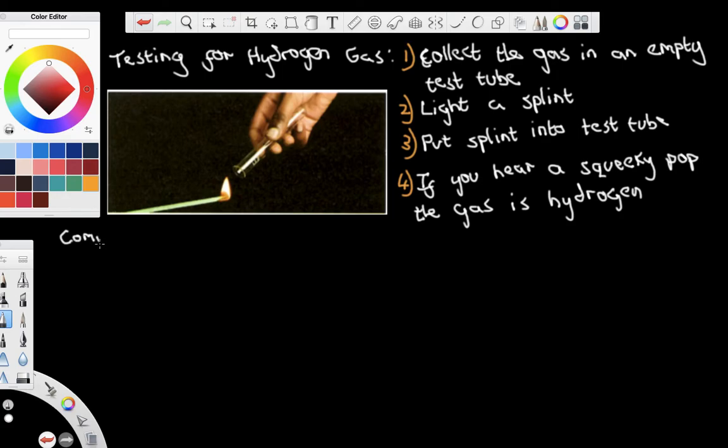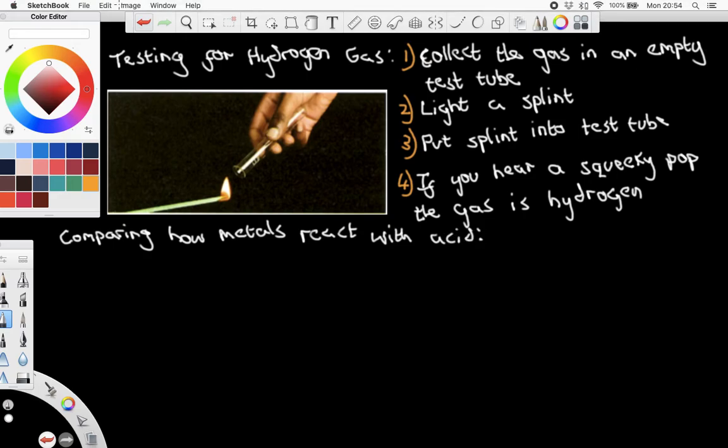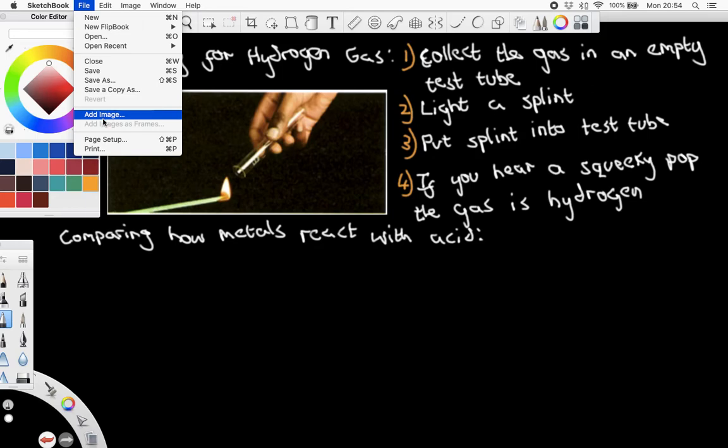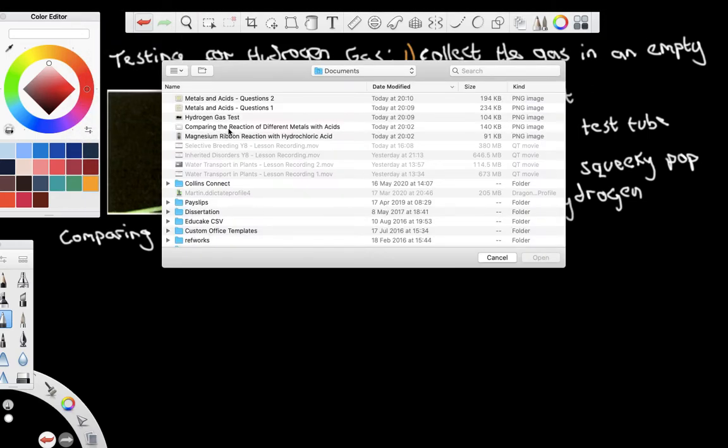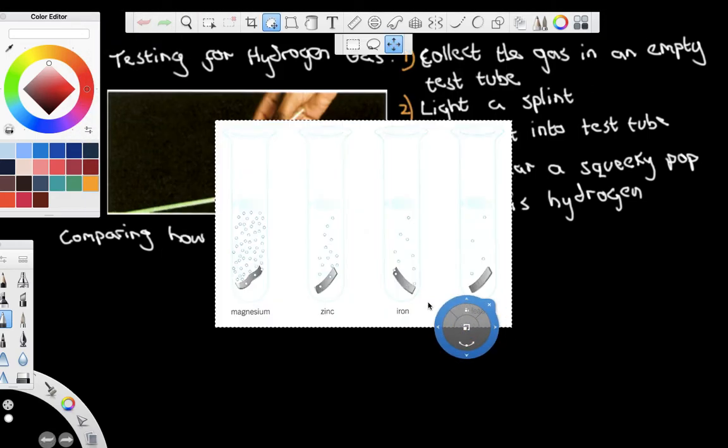Comparing how metals react with acid. And I'm going to add an image from the PowerPoint again, which looks like this.